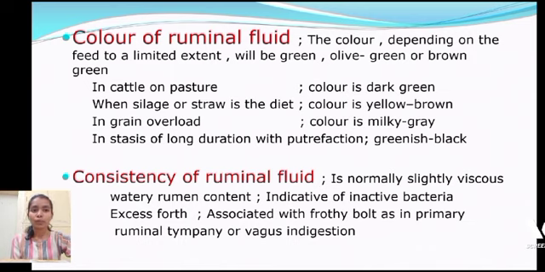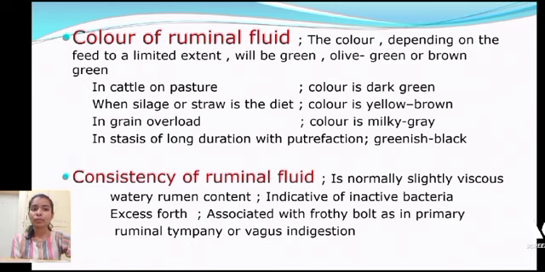Usually the color of the rumen fluid ranges from green and olive green to brown green. If the cattle are fed with pasture, then the color of the rumen fluid will be dark green. If fed with silage, it will be yellow brown. If fed with a grain overload, it will be milky green. And in long duration with putrefaction, it will be greenish black.